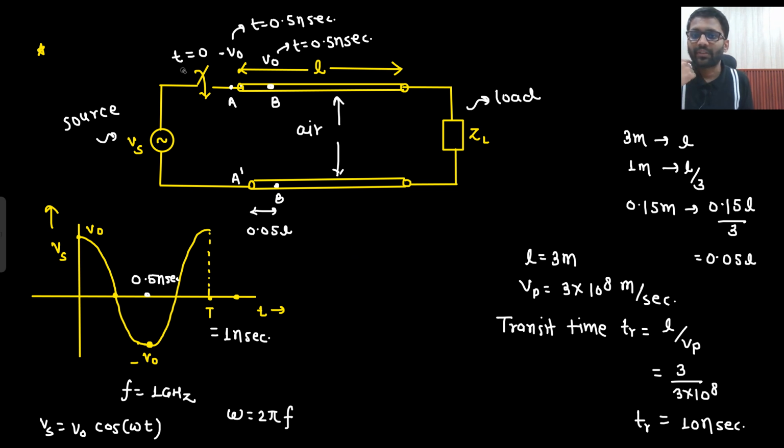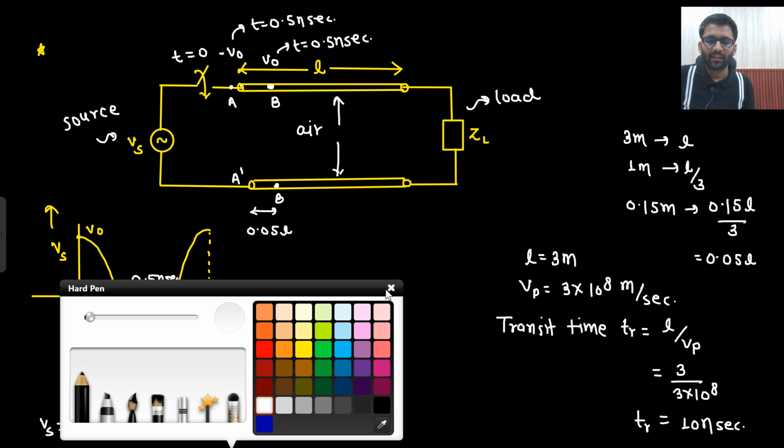So I hope you must have understood that at 0.5 nanosecond, this is minus V naught and this is plus V naught. This is our waveform. This is okay. This is also fine. Nothing else we need to erase, right?